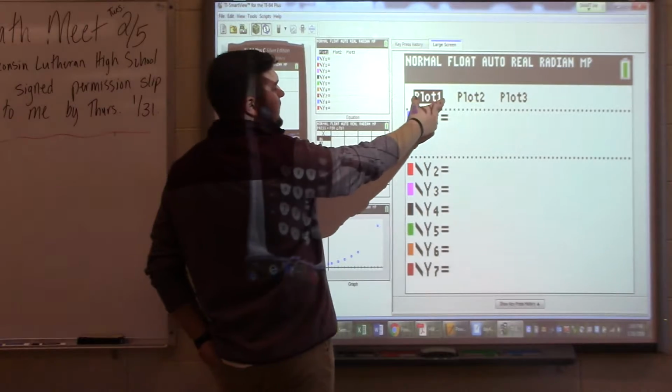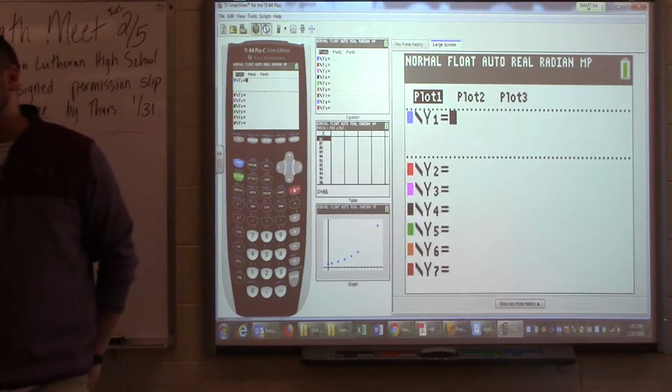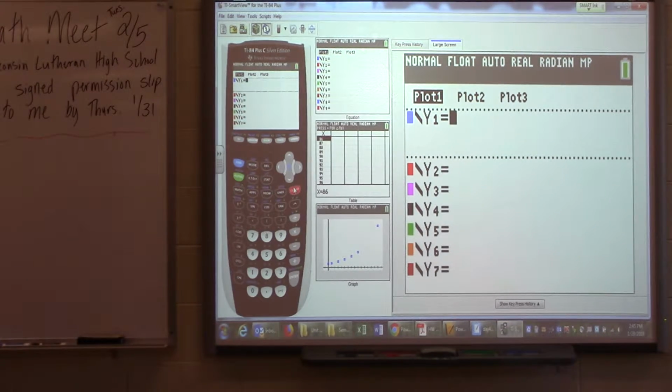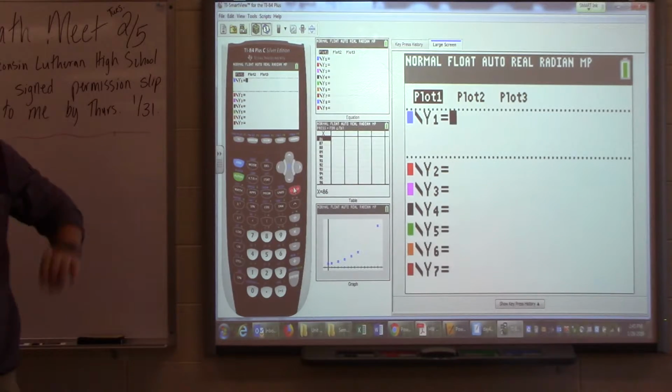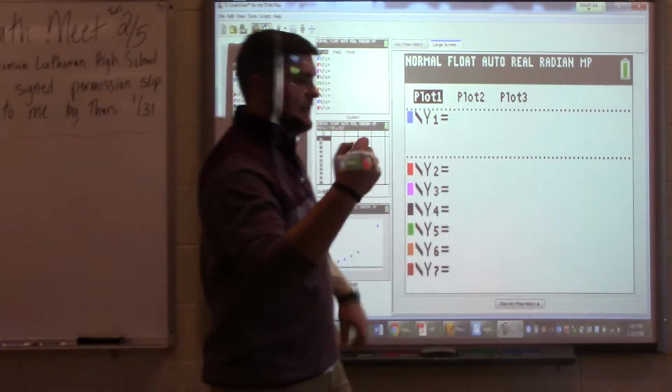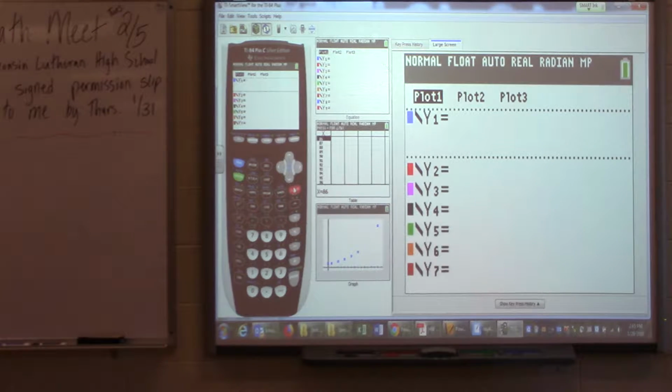Also, make sure your plot 1 is highlighted. Later on we're going to need it. We won't need it for this problem, but while we're here, we might as well turn it on. So plot 1, make sure it's highlighted. If it's not, go up to it, hit enter, and it should be highlighted then. Okay?